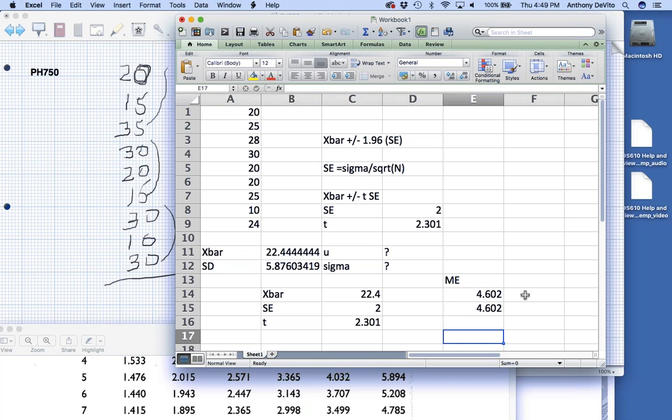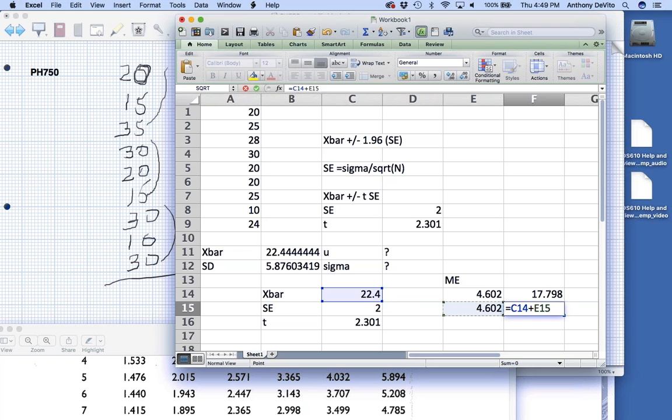And now what I can do is I can say to myself, well, the lower range is going to be equal to my mean minus my margin of error. And the upper limit is going to be equal to my mean plus my margin of error, right? So in other words, we're 95% sure the real true mean is between 17.8 and 27. We are 95% sure of this.